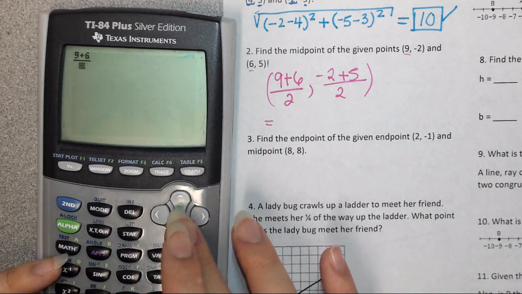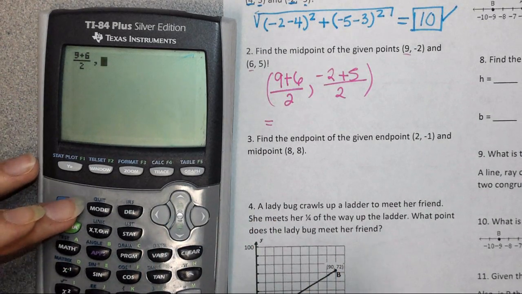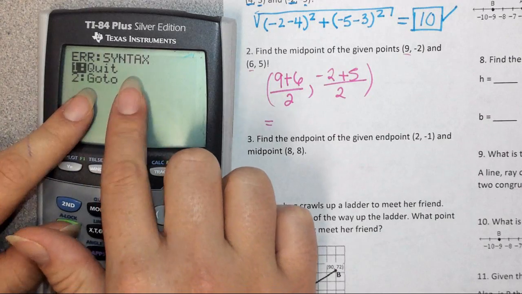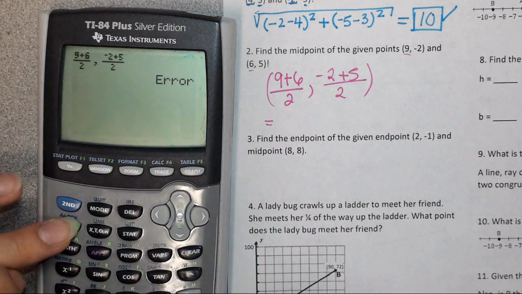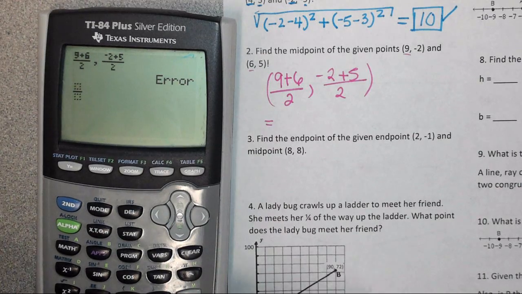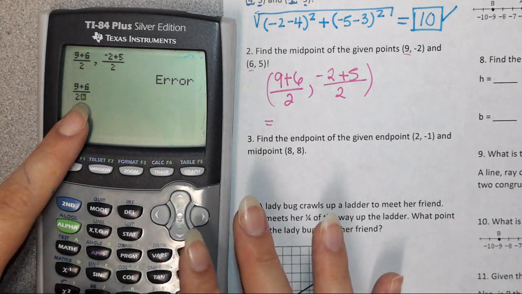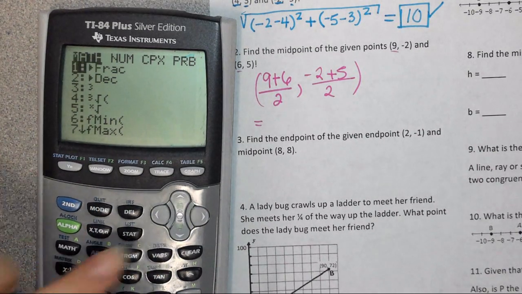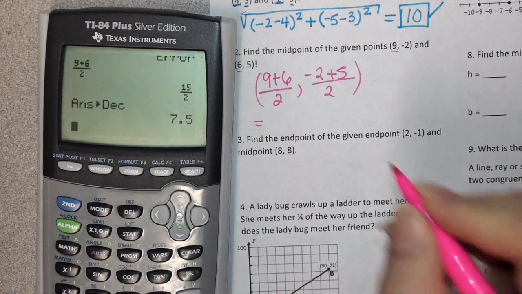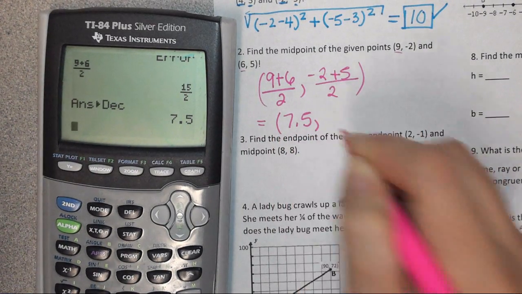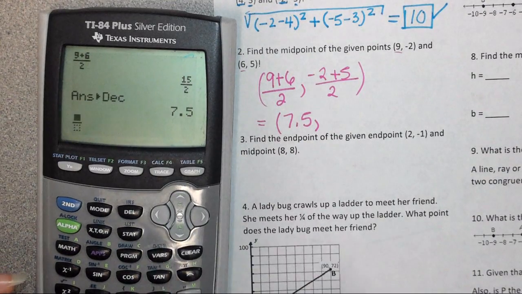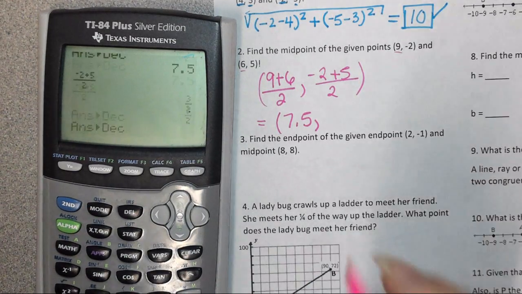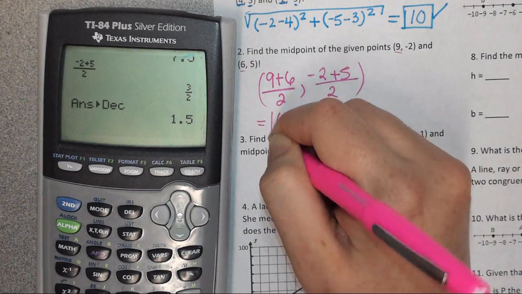I'll show you what happens if you try. If I wanted to do it like this, error. You can't type it like this. You have to do it separately. So I'll do my 9 plus 6 divided by 2 first. That's a fraction. If you want to get it out of fraction form, just hit math, go to decimal. So that gives me 7.5. And then -2 plus 5 divided by 2. And let's get our decimal. And that's my midpoint.